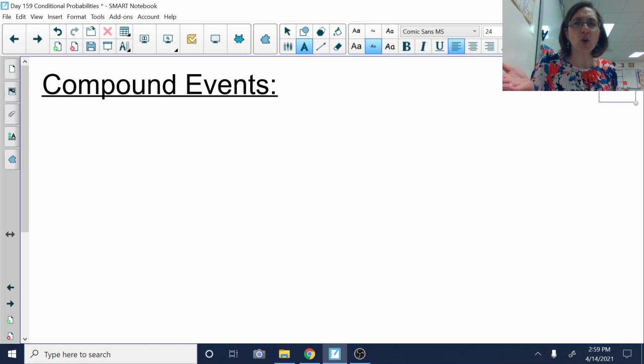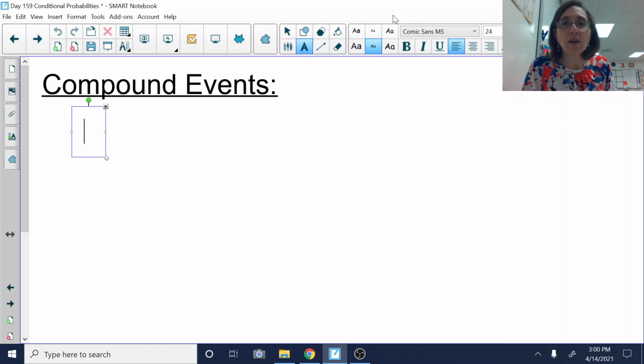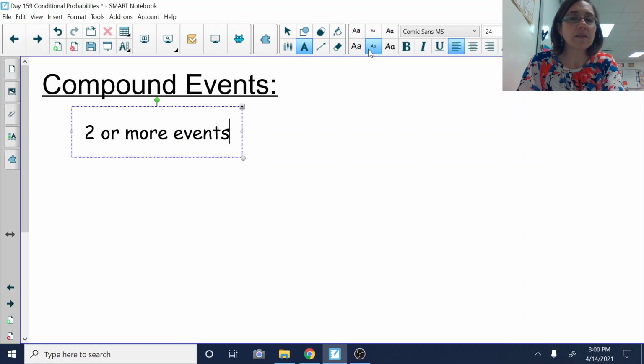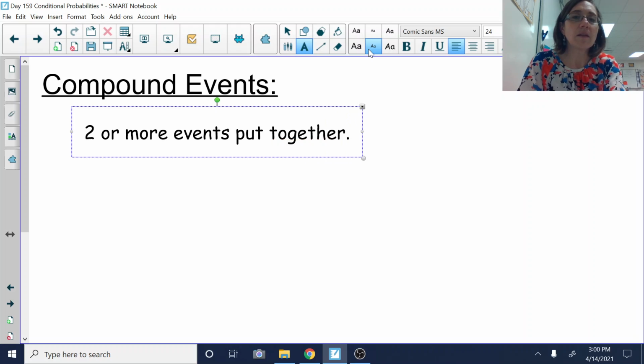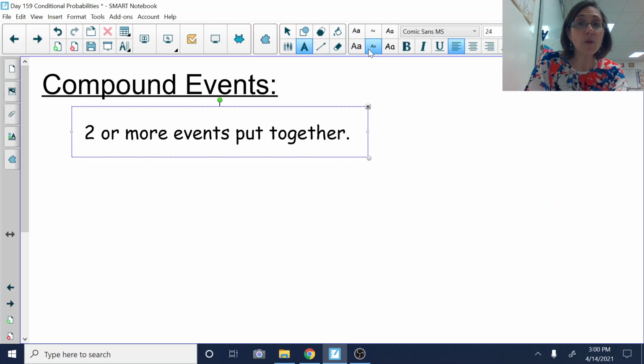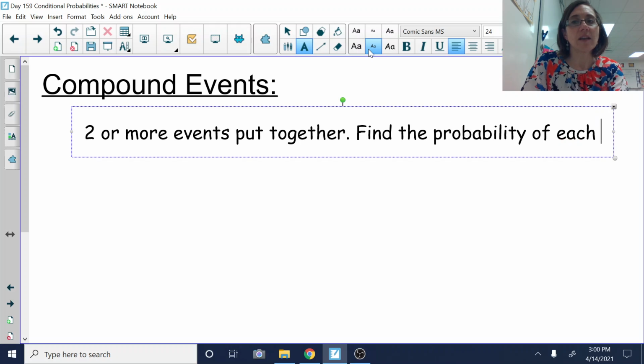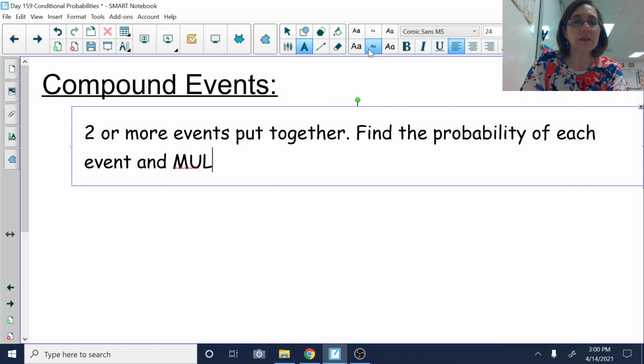So think like compound words. You know how compound words like playground are two little words put together? Well, same idea with compound events. It's two simple events put together. So let's get that defined here. Compound events would be two or more events put together. And the way that you will put them together is you will find the probability of each event and multiply.